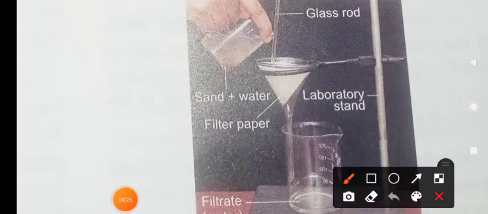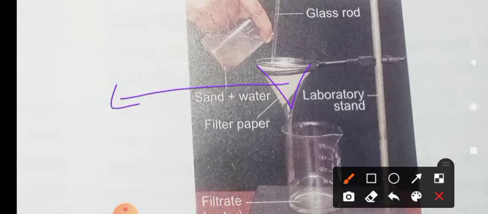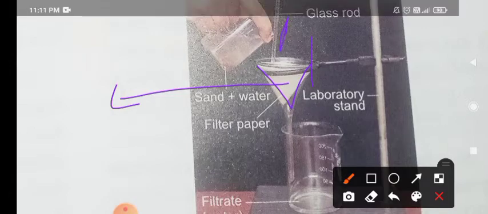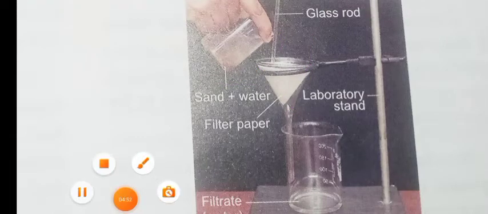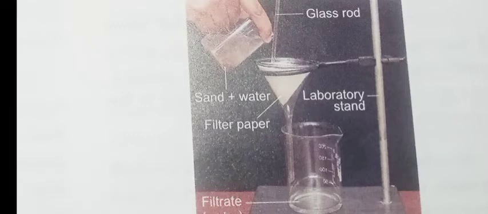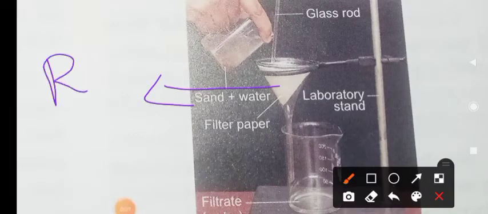For this, you need a glass funnel and a filter paper. The filter paper should be semicircled, and kept inside the funnel. Okay, this is the filter paper. Do you understand children? So it should be kept inside the funnel, and using a glass rod slowly pour the mixture into the funnel. The mixture gets filtered, and the filter paper has the residue. The sand particles will be deposited in the filter paper, and that is called residue.